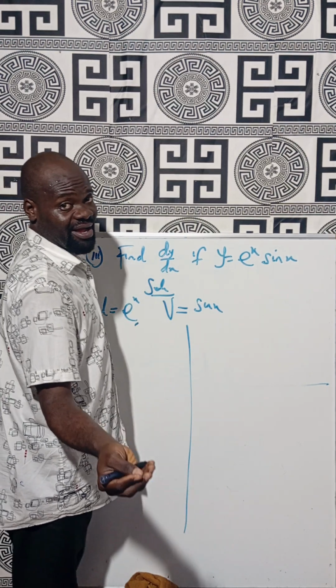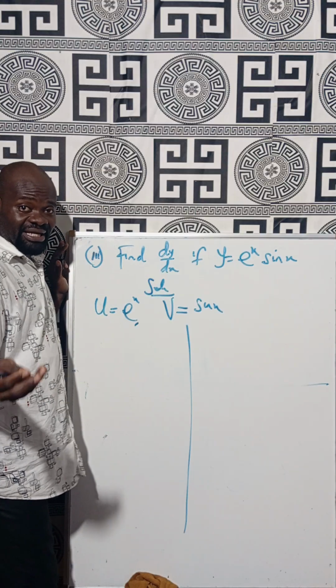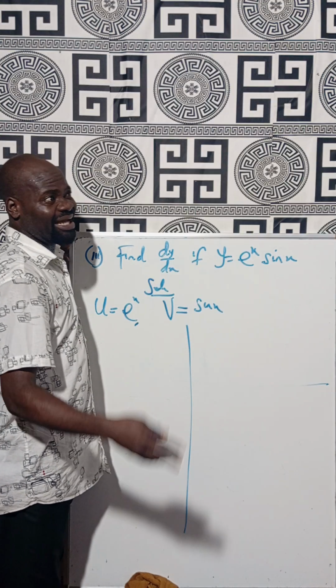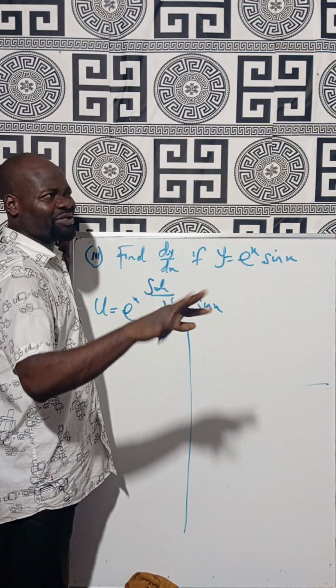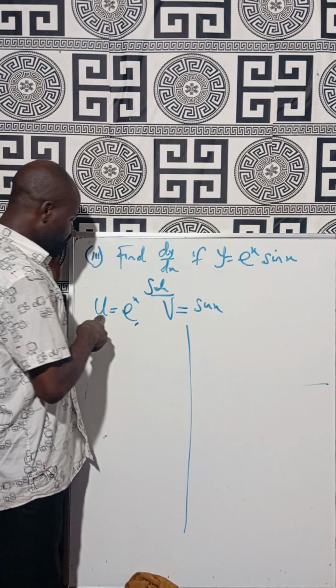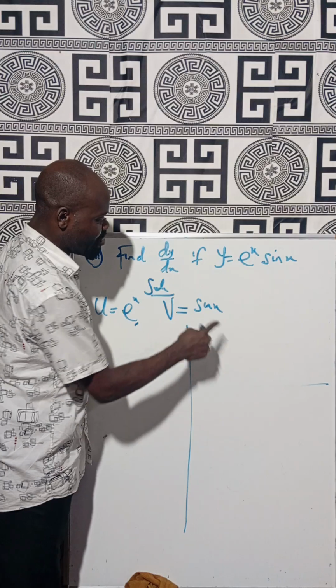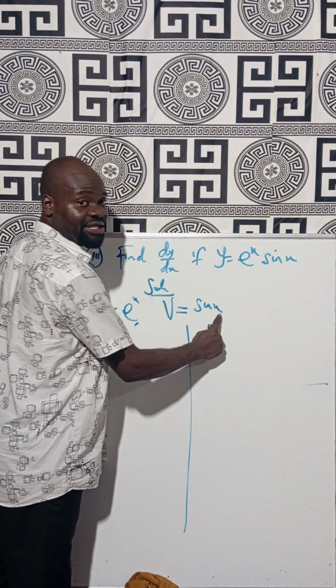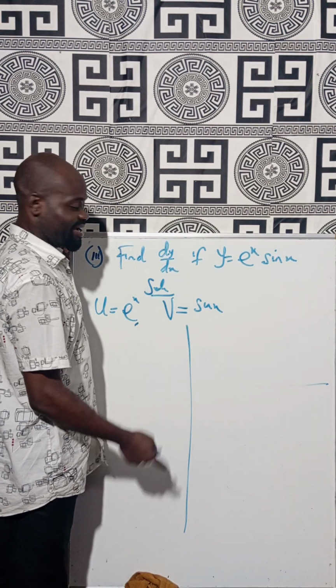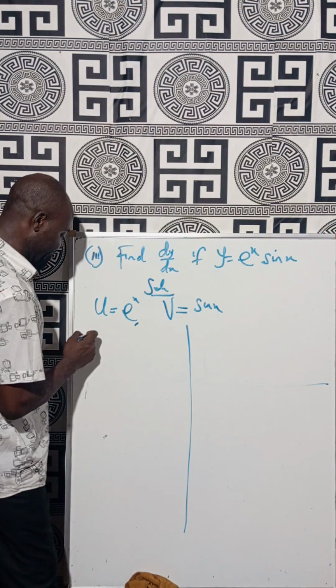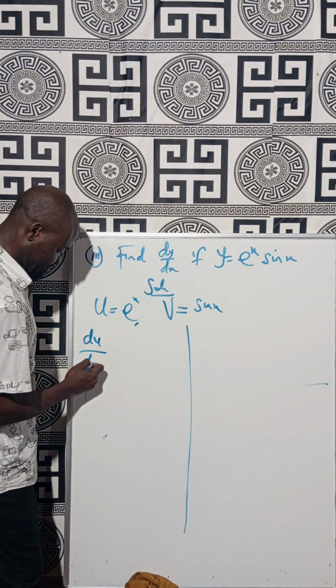So obviously I'm going to get du dx, not du de. e is just a number. It's a constant, Euler's constant, around 2.71 or something. So we are finding du dx here, and here we are finding dv dx, not dv the sine. You understand me now? Let's find out du dx.